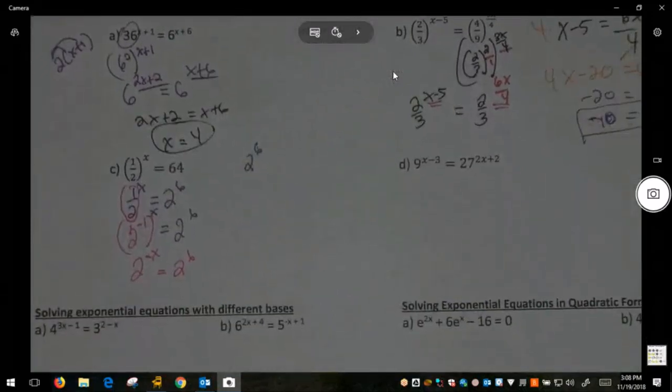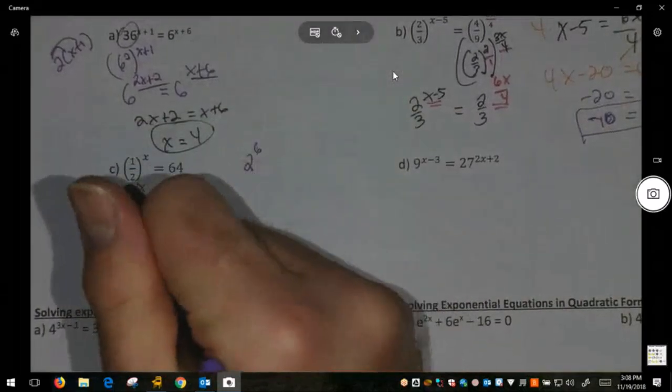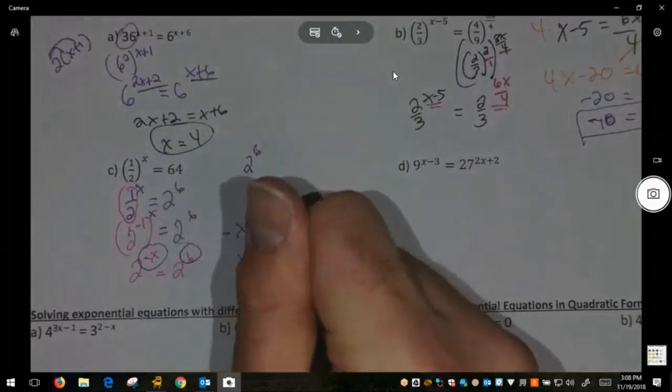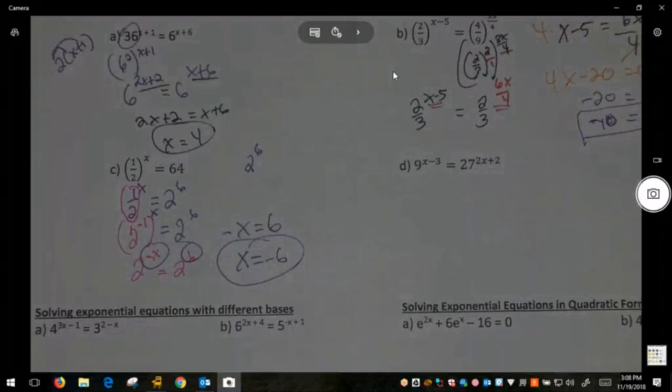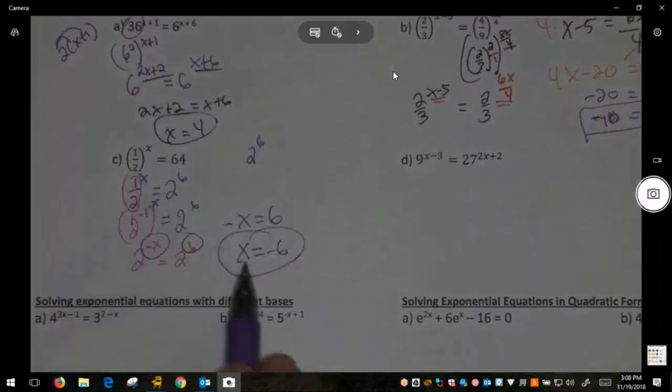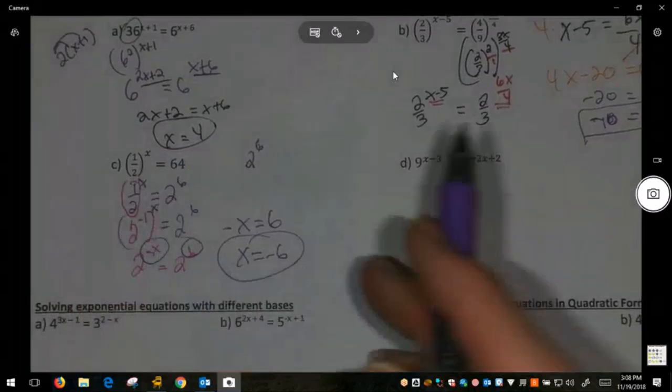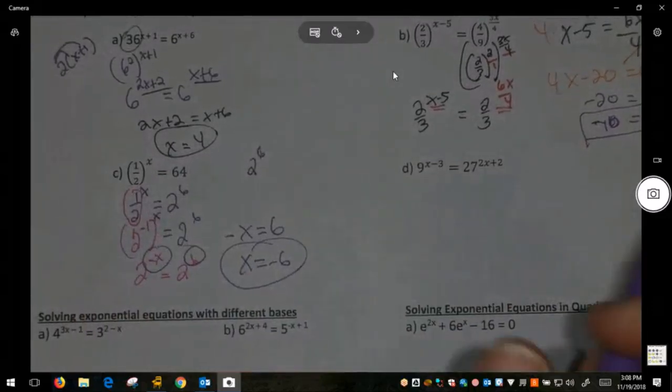Now that they have the same base, the exponents have to be equal. Since the opposite of x equals 6, x must be the opposite of 6. And I could put that back in here. 1/2 to the -6 power. Flip it, it would be 2 to the 6th is 64.